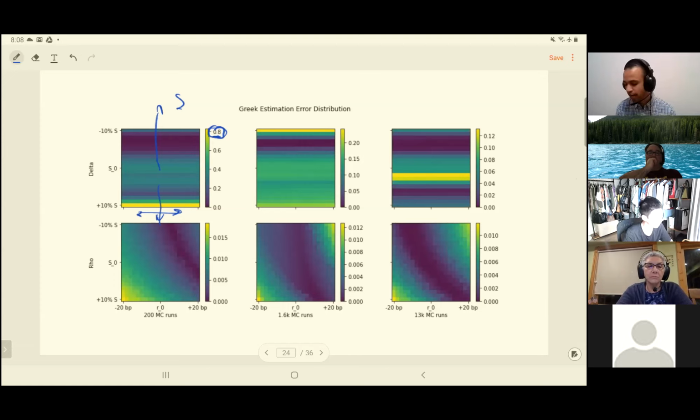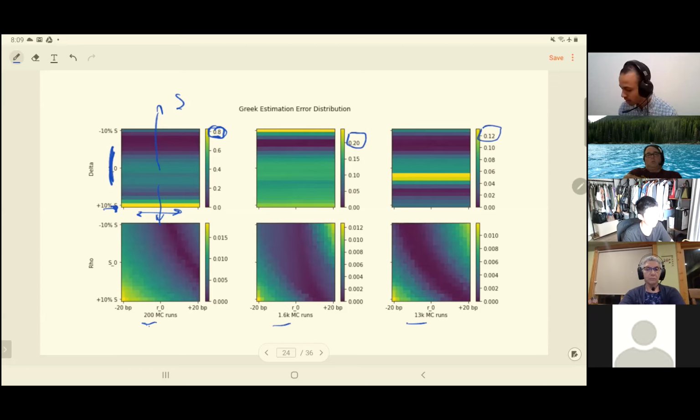So this error of 0.8 actually means that the mean absolute error is up to 80% of the true value of delta. And so it's clear that in much of the region, even when we're only doing 200 Monte Carlo runs total, we have substantially less than this 80% error. But up to 80% error, just at this line down here at plus 10% S. Then this top error decreases to 0.2 in delta and then 0.12 in delta as we progress through 1.6 thousand Monte Carlo runs and 13,000 Monte Carlo runs.